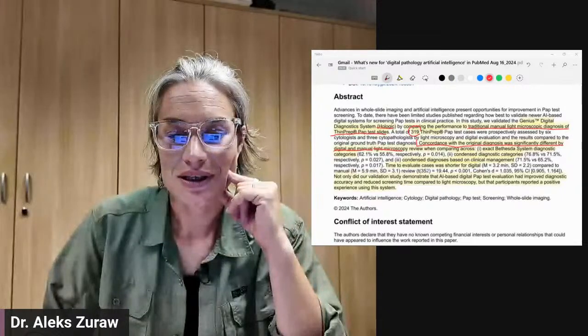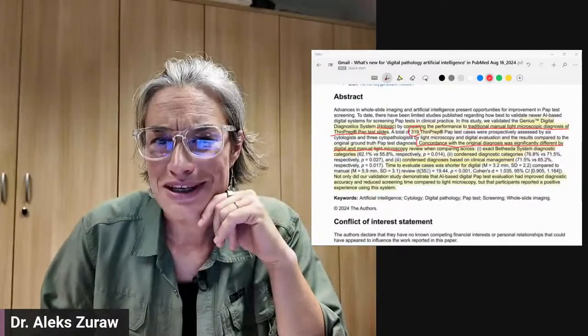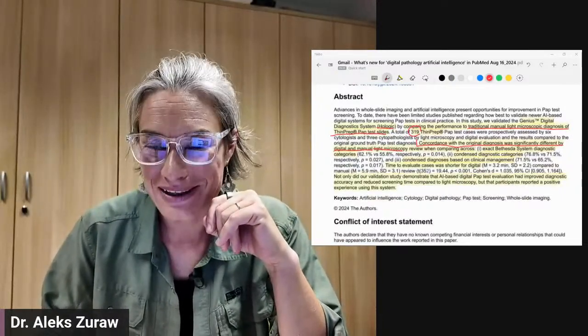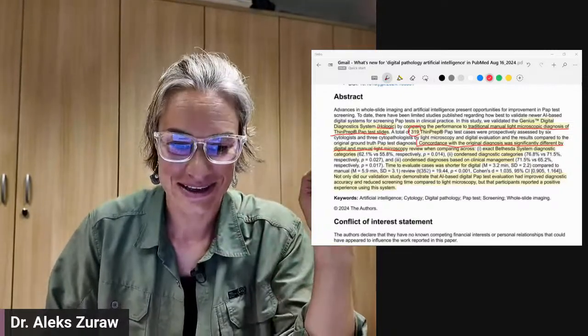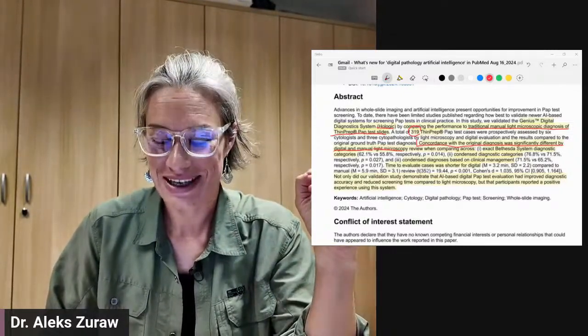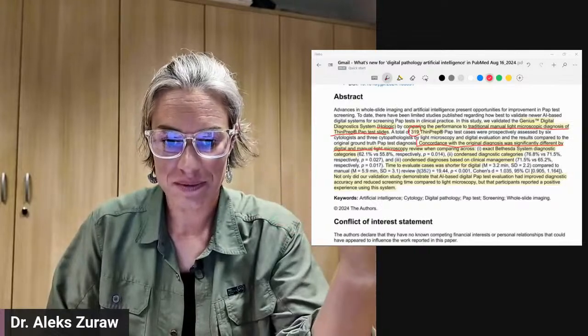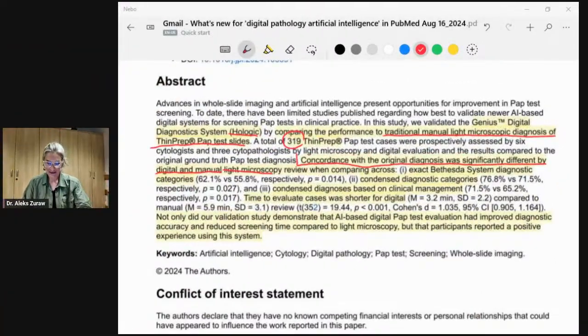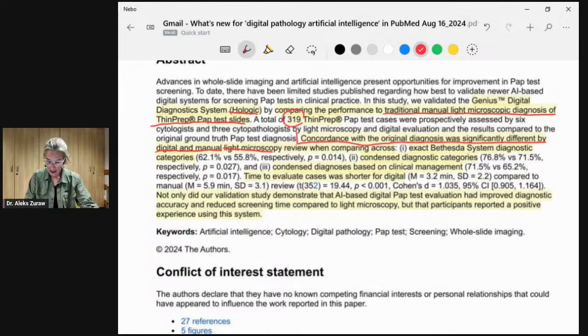My mind goes like, who says that the original diagnosis was correct? But that's a different story, a different question. But basically, this is what they compared to. That is fine. And there were some discordances, right? Not discordances, but how did they call it? Significantly different. The concordance was different. So, they implemented different diagnostic systems.